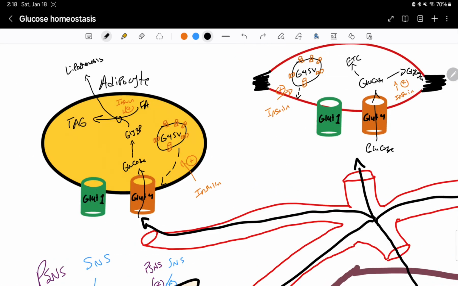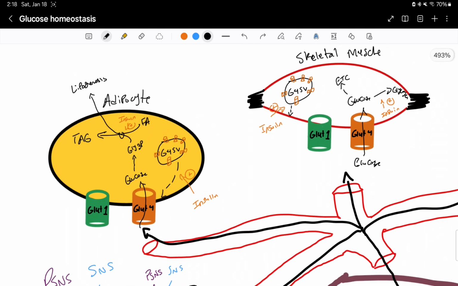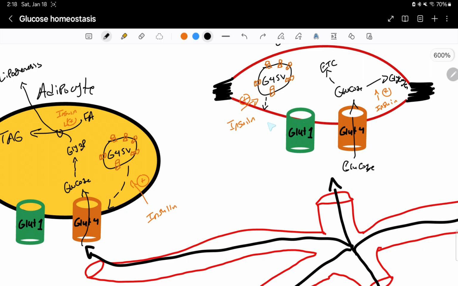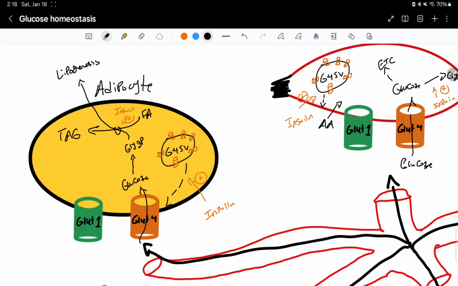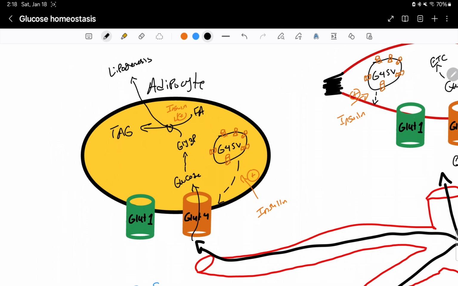And for those of you who are inside of the gym space, you might also know that insulin promotes amino acid uptake into the muscle cell, which can be used for protein synthesis and making your muscles bigger. But I'm not going to talk about that because that's not related to glucose homeostasis.